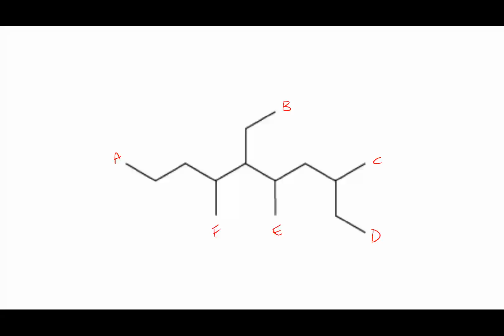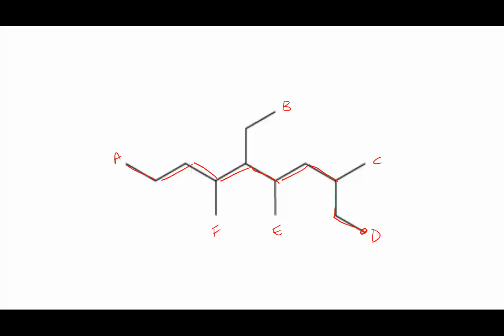All right, so let's start with D. If we start with D, 1, 2, 3, 4, 5, 6, 7, 8, 9, 10. So you could have said A too. We could have started at A. So the longest chain goes from A to D. That's a 10 carbon chain. If you went from A to C, what would you have? You would just have a 9 carbon chain.